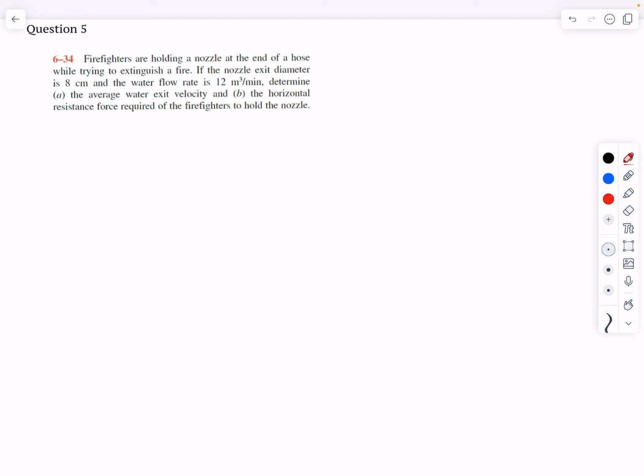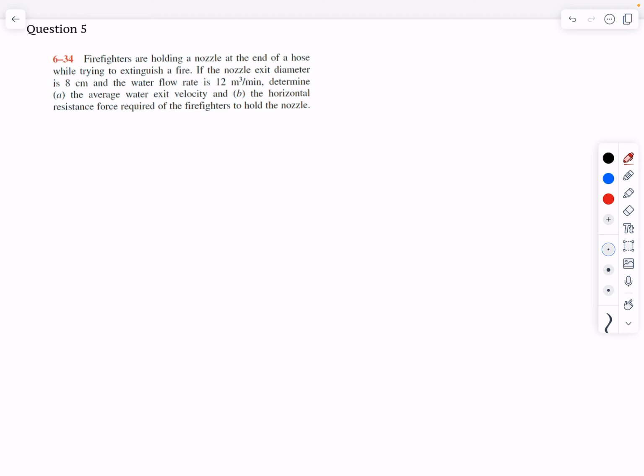firefighters are holding a nozzle at the end of a hose while trying to extinguish a fire. If the nozzle exit diameter is 8 centimeter and the water flow rate is 12 cubic meter per minute, determine A, the average water exit velocity, and B, the horizontal resistance force required of the firefighters to hold the nozzle.